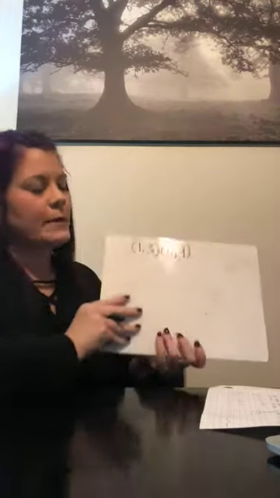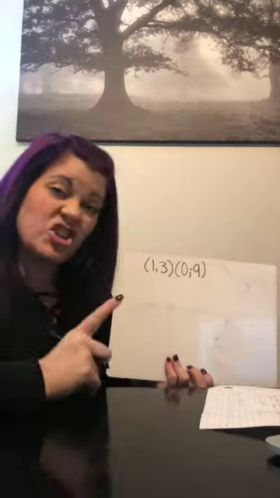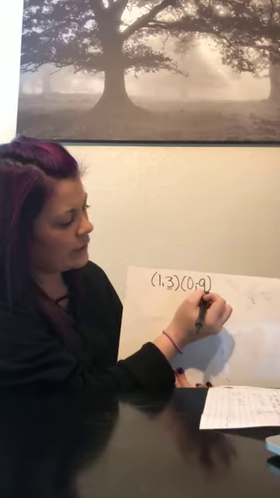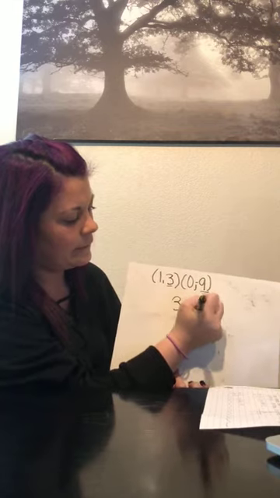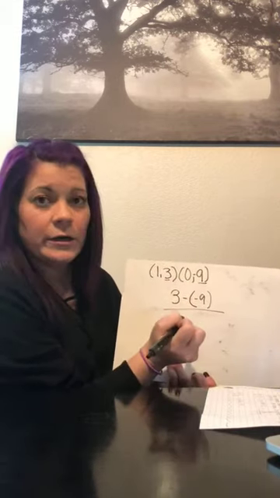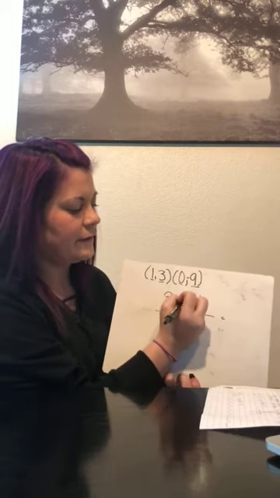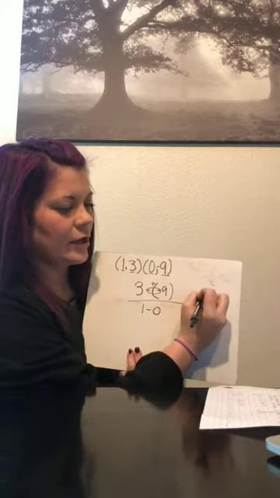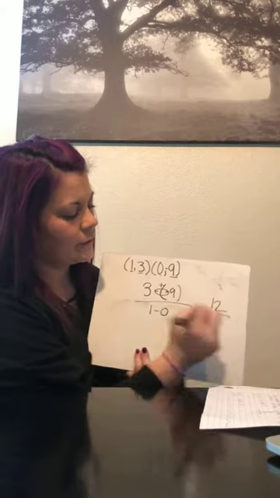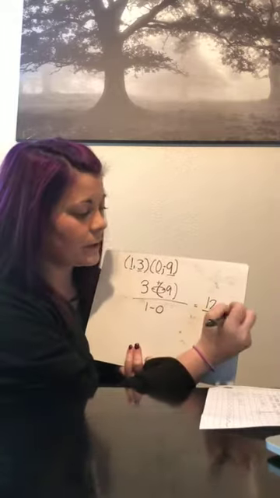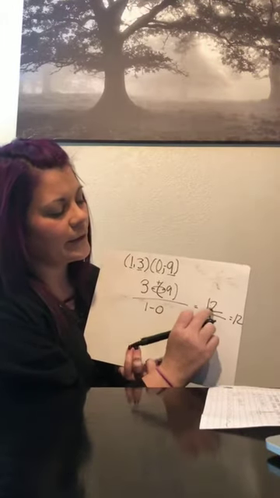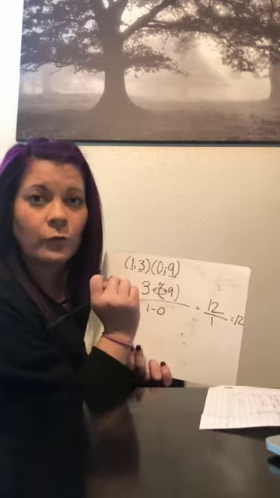Let's do another slope. (1, 3) and (0, -9). So the change in y's, 3 and -9, so that'd be 3 minus -9 over the change in x's, 1 minus 0. So 3 minus -9 is 12, and then 12 over 1 minus 0 is just 1. Well, 12 over 1 is just 12. So basically what this is saying is we go up 12 and over 1 to the right for slope. So that's how you determine slope.